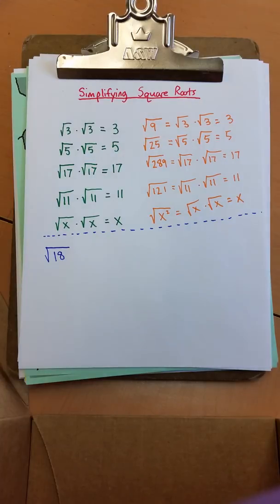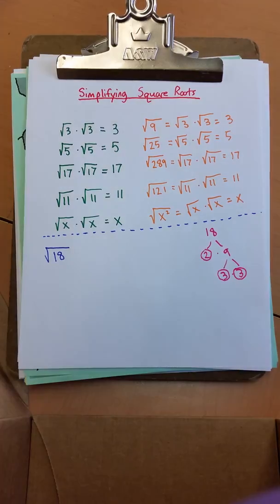Now let's look at something more interesting. What is the square root of 18? Well, remember, 18 is just 2 times 9, and 9 is just 3 times 3. So 18 breaks into 2 times 3 times 3. That means the square root of 18 breaks into the square root of 2 times 3 times 3. Remember, the square root of 3 times the square root of 3 just equals 3.